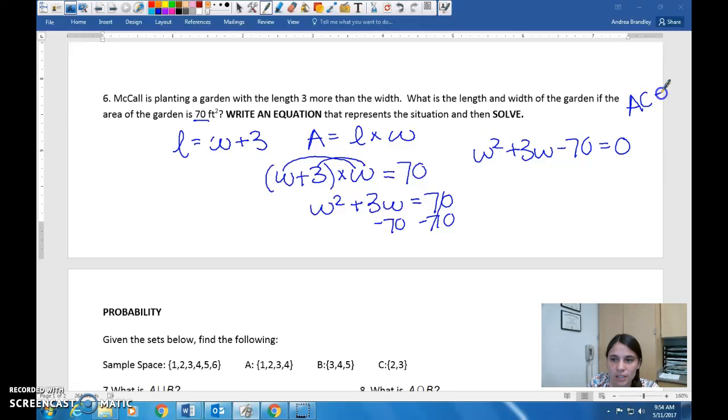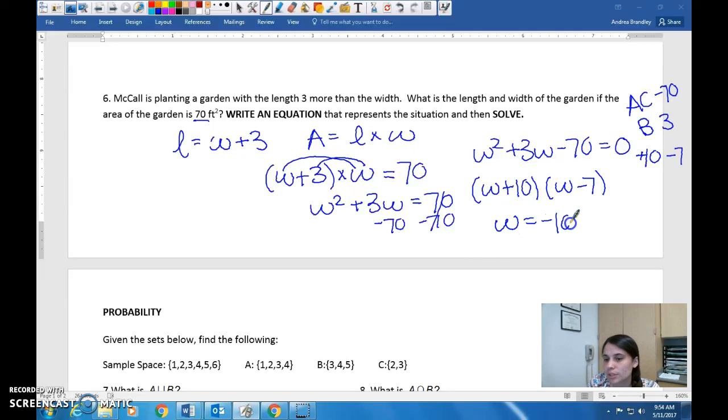So my A times C is negative 70, and my B is 3. So two numbers that multiply to negative 70 and add to 3 would be positive 10 and negative 7. Because 10 plus negative 7 is 3, and 10 times negative 7 is negative 70. Meaning that this factors to W plus 10 and W minus 7, and if I set each of those to 0, W equals negative 10 and positive 7.